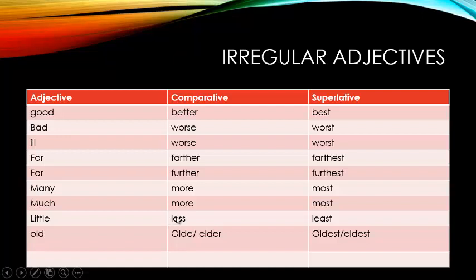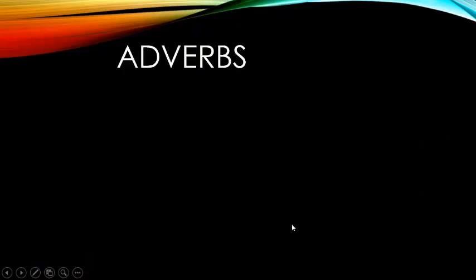Little can be less and least. Less water, the least water. Old can be, oh, I forgot the R here, sorry. It can be older or elder, and oldest or eldest. Usually we use elder and eldest for family members.